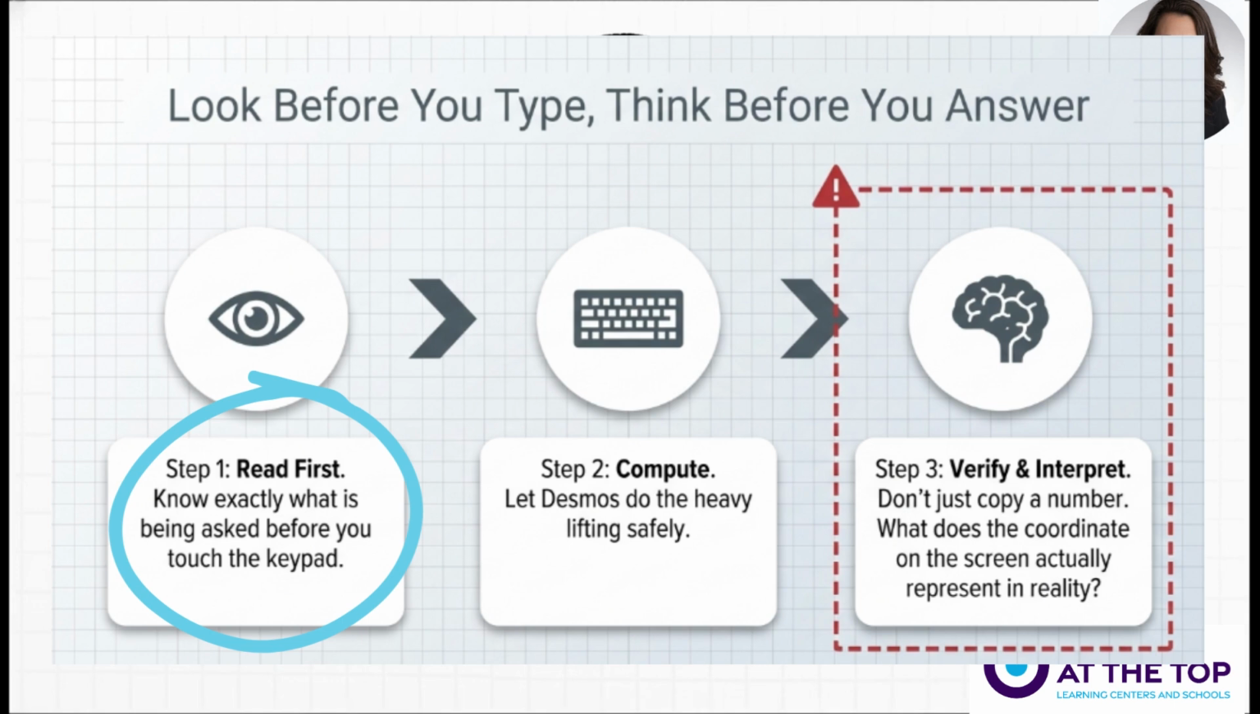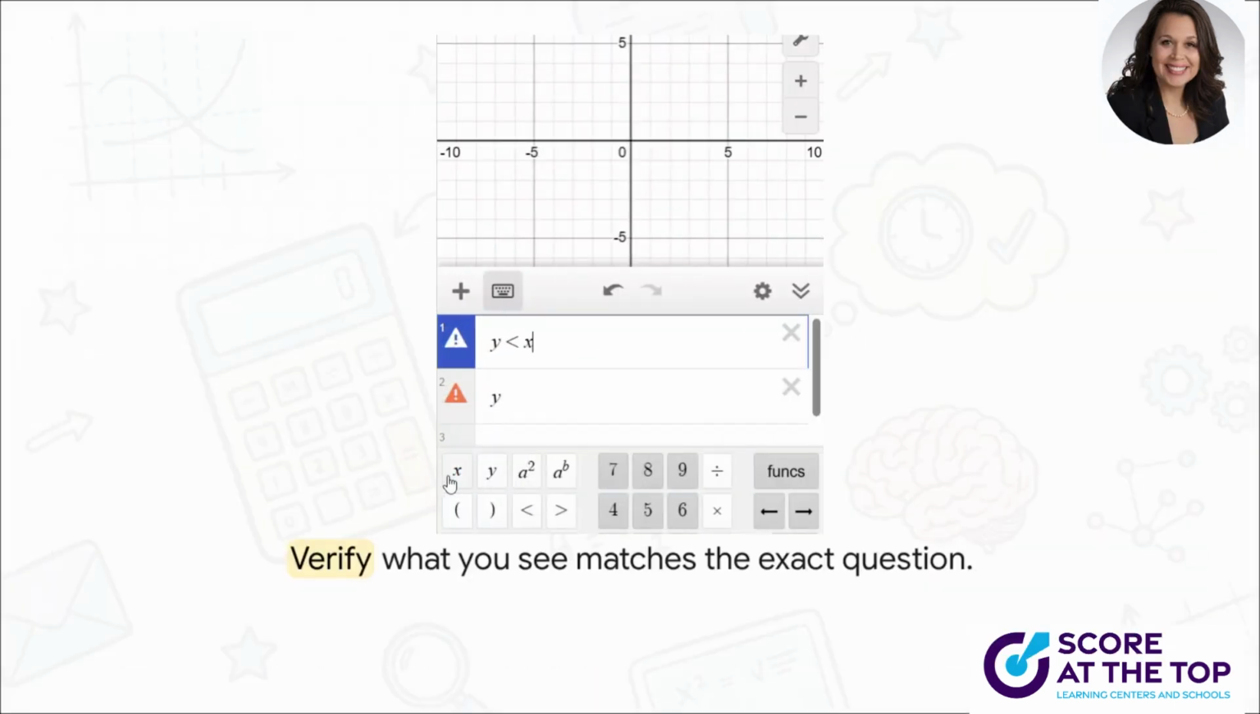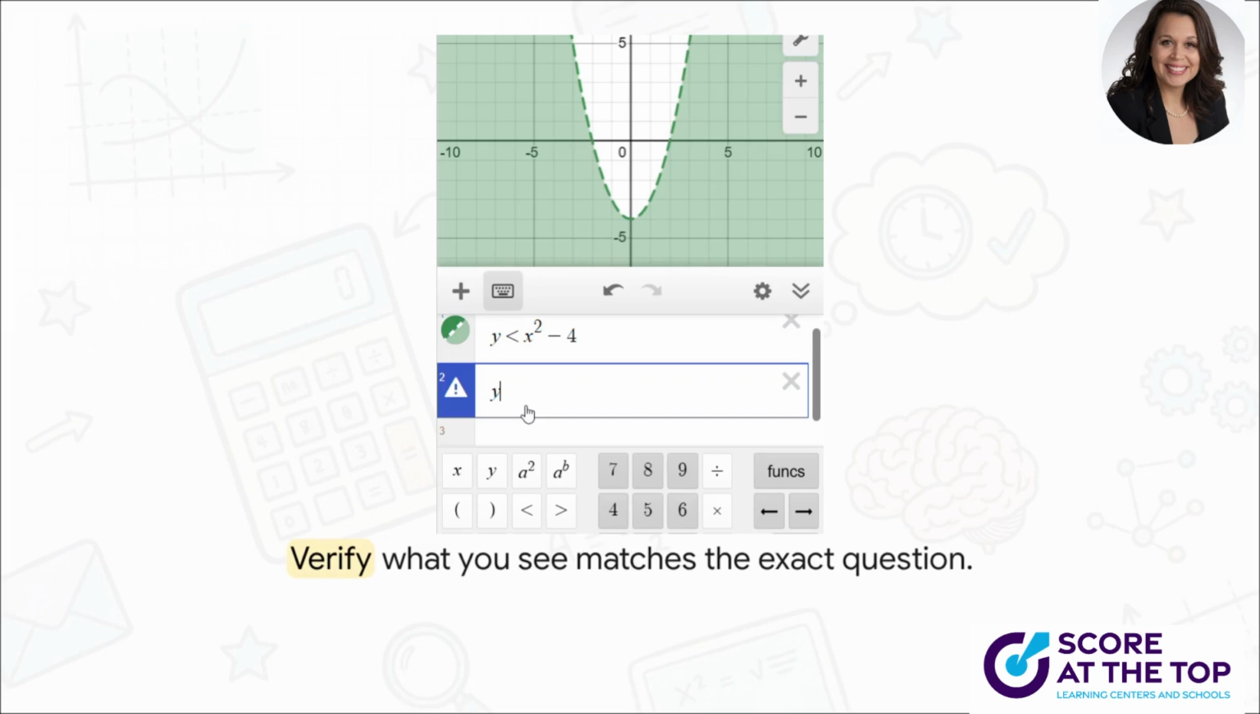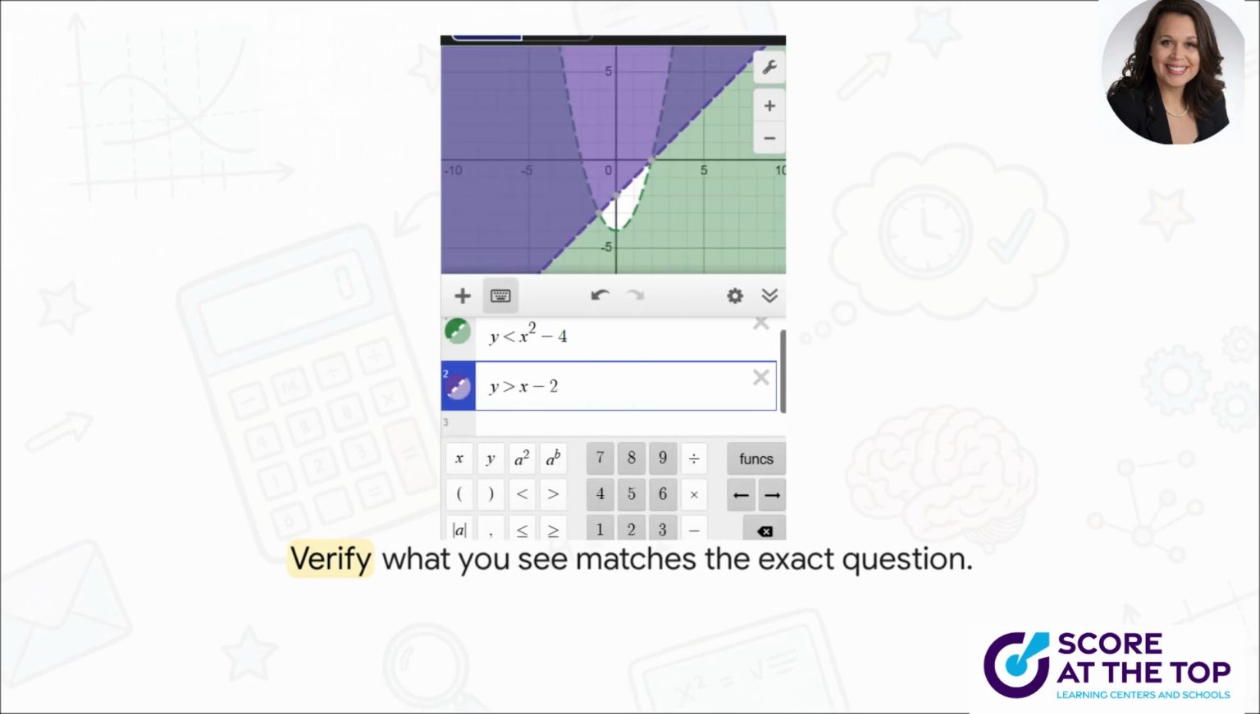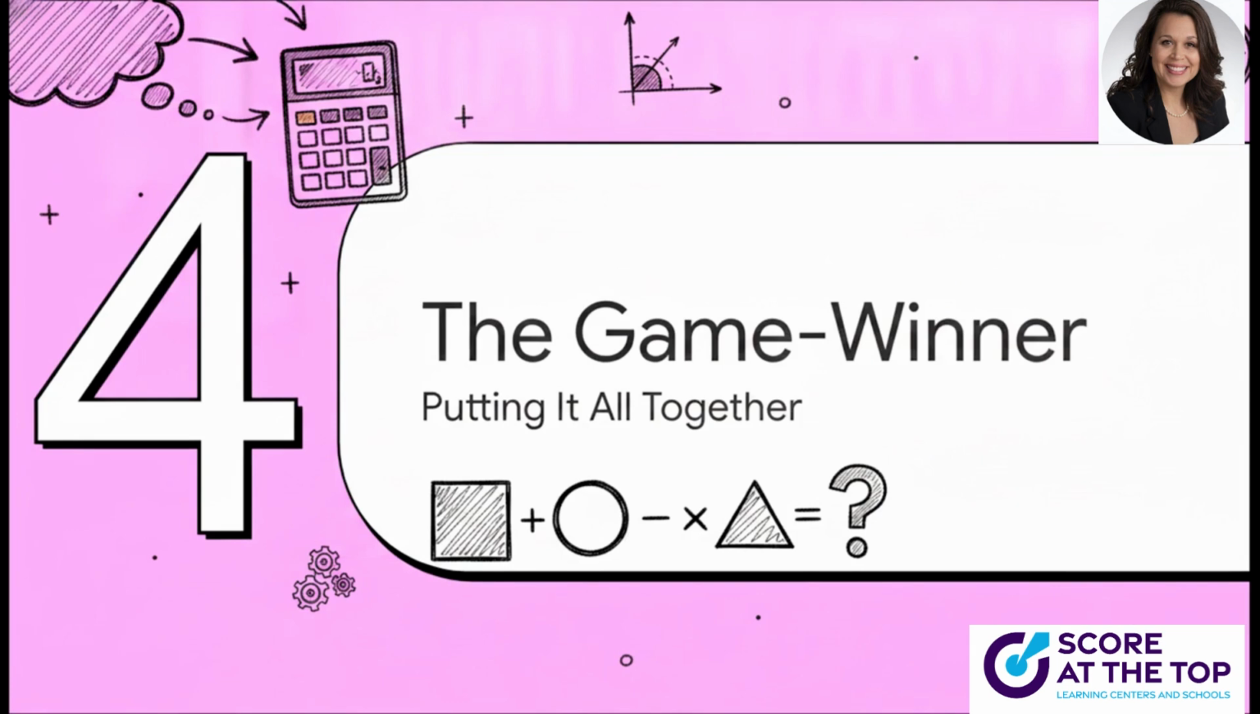Look closely at a complex graph like this one with overlapping shaded regions and dashed inequalities. If you just give it a quick glance, you might totally miss the subtle details of those boundary lines. You have to carefully interpret the visual output to ensure it matches the exact question being asked. Don't rush it, verify it. Okay, Section 4, the game winner. It's time for putting it all together.